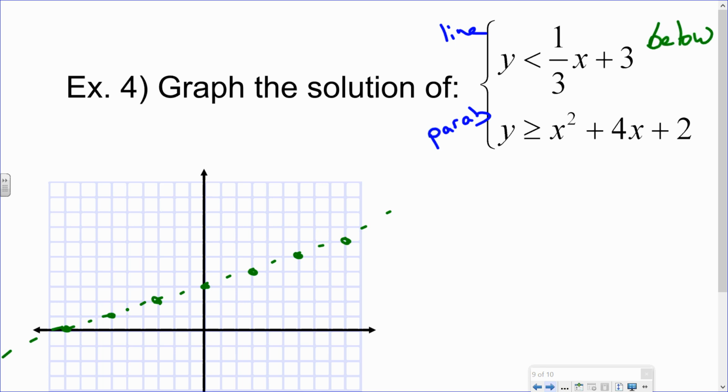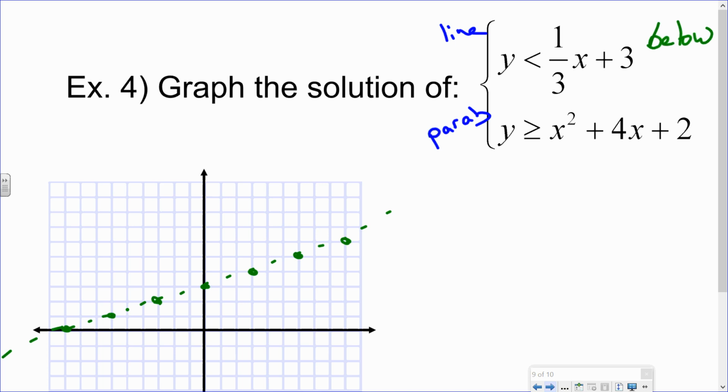That's false. So I can't shade (0, 4) or anything else on that side. If I picked something on the other side, (0, 0), which is what I really would have picked, 0 less than 3, that's true. So I would shade (0, 0) and everything else on that side, or everything below the line.